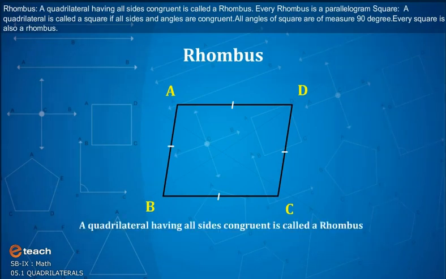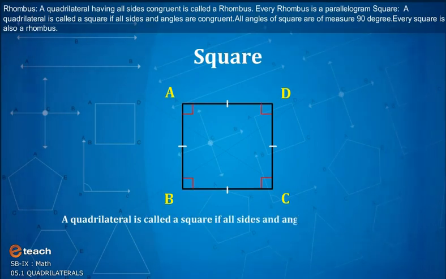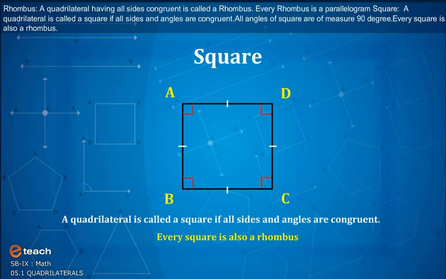Rhombus. A quadrilateral having all sides congruent is called a rhombus. Every rhombus is a parallelogram. Square. A quadrilateral is called a square if all sides and angles are congruent. All angles of square are of measure 90 degree. Every square is also a rhombus.